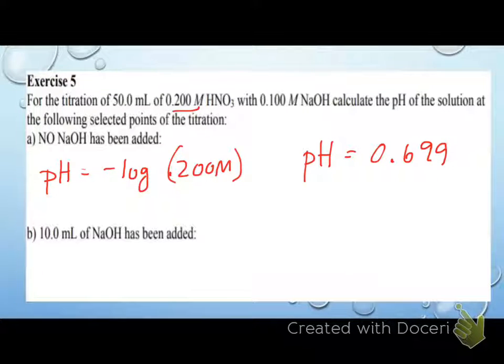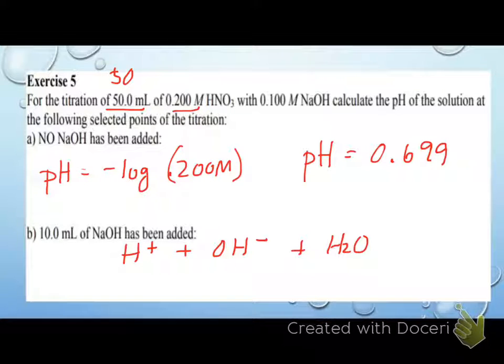Now after we add 10 milliliters, here we go, strong. Let's make a RICE table. Not hard. Okay. So we're starting out. I'm going to introduce something to you, because instead of really, really small numbers, it's better to work with numbers our brain can understand. If I take 50 milliliters times 0.2, I get something called a millimole. Isn't it cute? Okay?